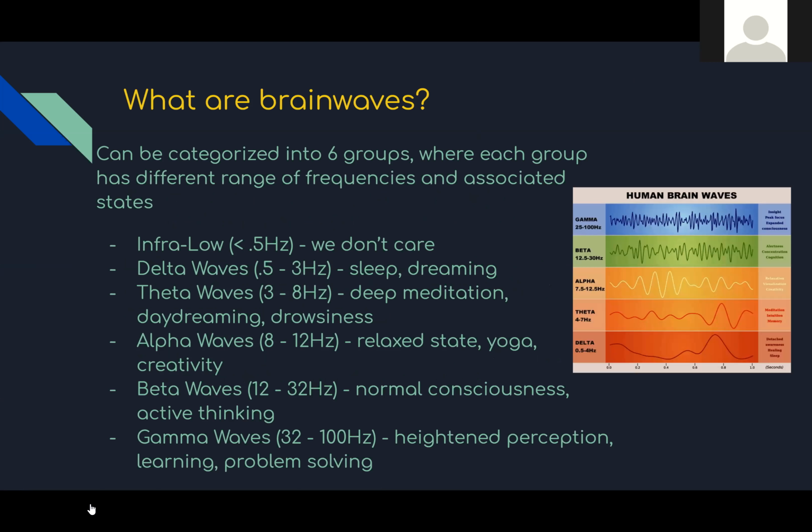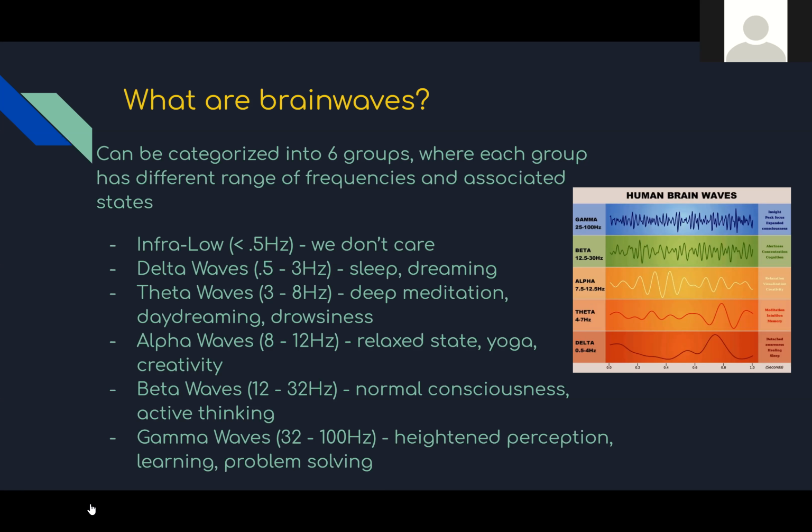Brainwaves can generally be categorized into 6 groups, where each group has a different range of frequencies and associated states of mind or being. Infralow are the lowest brainwaves, and frankly, we don't really care about those because they're really hard to detect. EEG Lab isn't made for that, and there's not a lot of studies with infralow, so we don't really know what they're for yet. Delta waves are the lowest that we care about. They go from 0.5 to 3 hertz, and they're mostly associated with deep sleep and also dreaming.